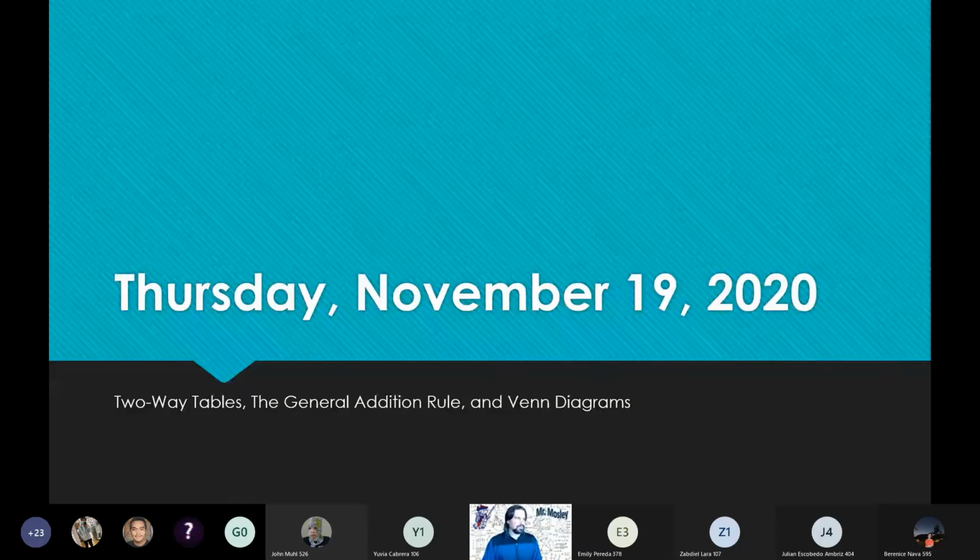So here we go. It's Thursday, November 19th, 2020. We're going to be looking at two-way tables, general addition rule, and Venn diagrams, and then one other thing about sample spaces. We'll get to the end.